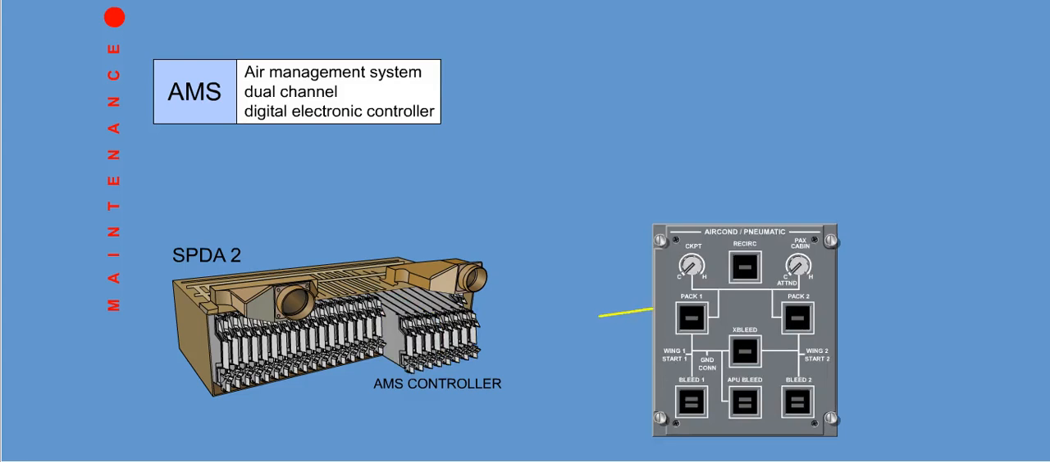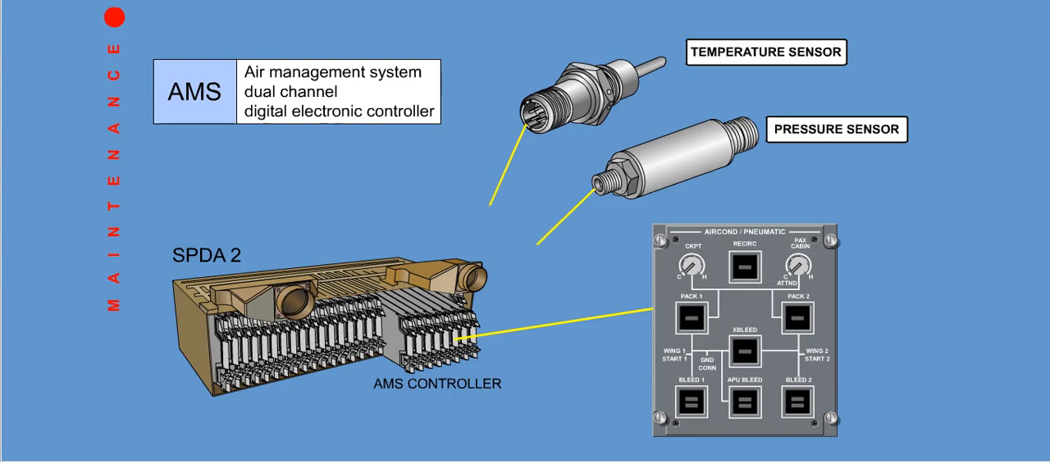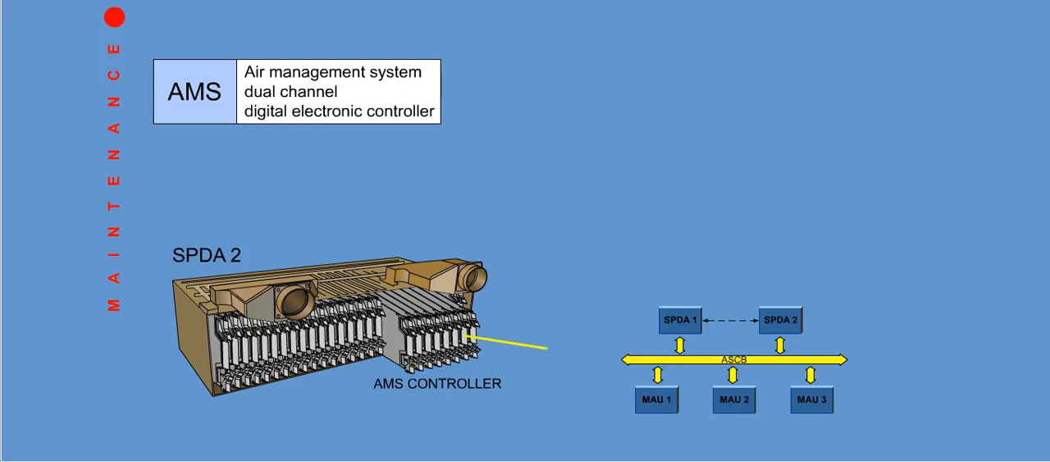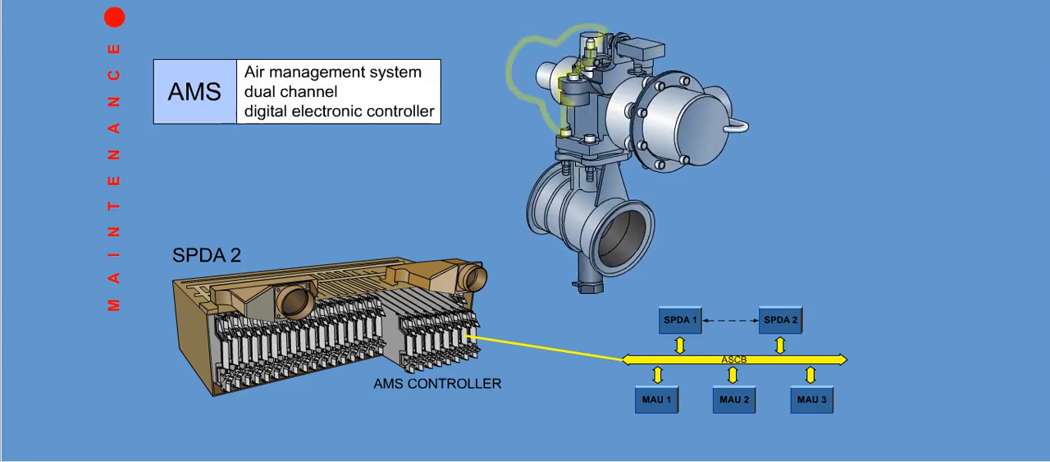The AMS controller receives commands from the Environmental Control System control panel and the Environmental Control System sensors. It communicates with the MAUs and the SPDA via the ARINC 429 bus to drive the torque motors, which control opening and closing of the Environmental Control System valves.